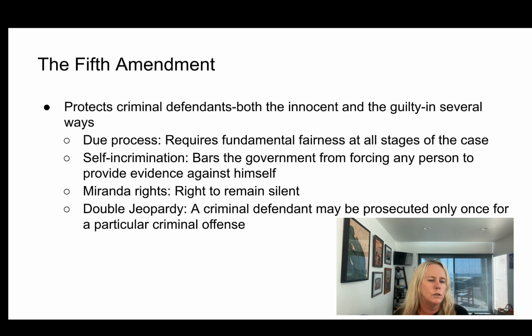First of all, due process requires fundamental fairness at all stages of the case. The government has to follow procedures in order to adjudicate you guilty. Self-incrimination bars the government from forcing a person to provide evidence against themselves. The Miranda rights are part of the Fifth Amendment, meaning you have a right to remain silent when you are arrested. And a criminal defendant may only be prosecuted once for a particular criminal offense. Once you have been found not guilty of a crime, the government cannot re-prosecute you for that same crime.